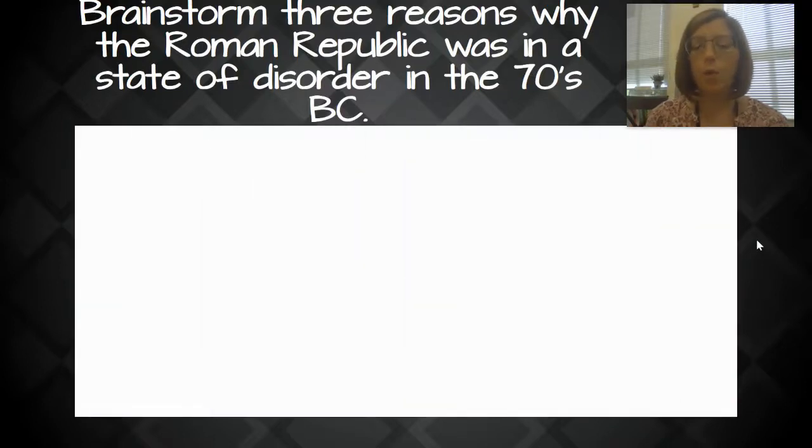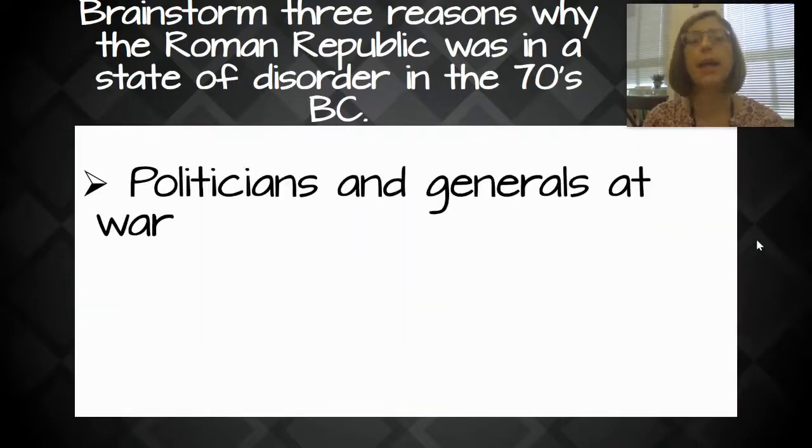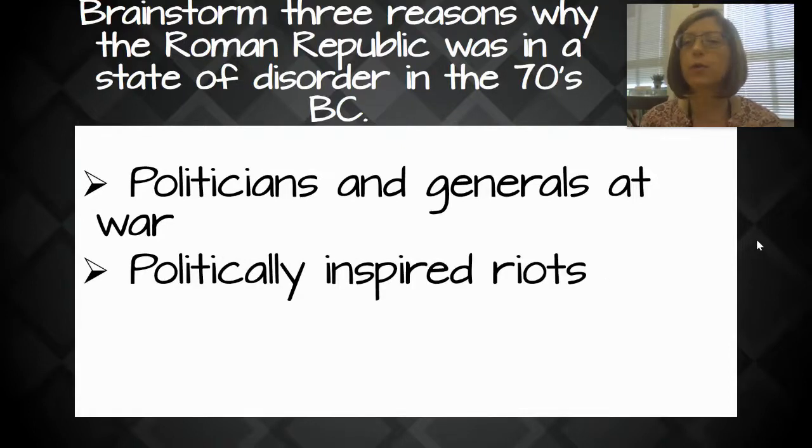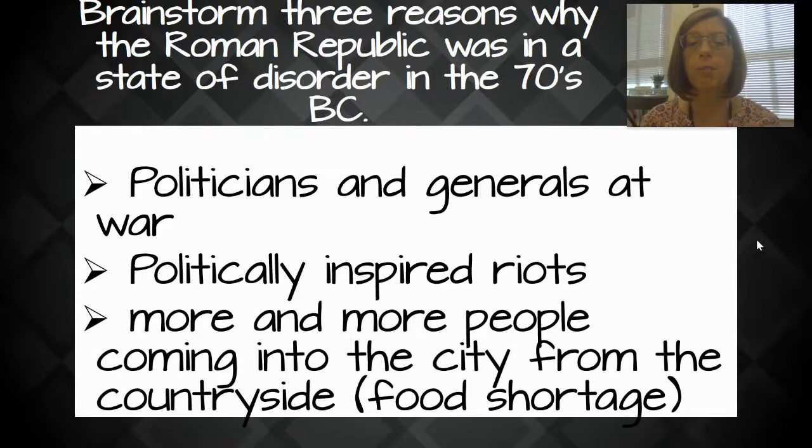Okay then. Some possibilities would be that the politicians and generals started to go to war. They were having a civil war between each other over who's going to have power. You could have also put politically inspired riots, where the people themselves would have been rising up and rebelling. And you're going to have more and more people coming into the city from the countryside, which is going to cause a food shortage. Remember, Rome had such a surplus of crops, but the more people that came, the harder it became to supply food to them. So there was a food shortage.